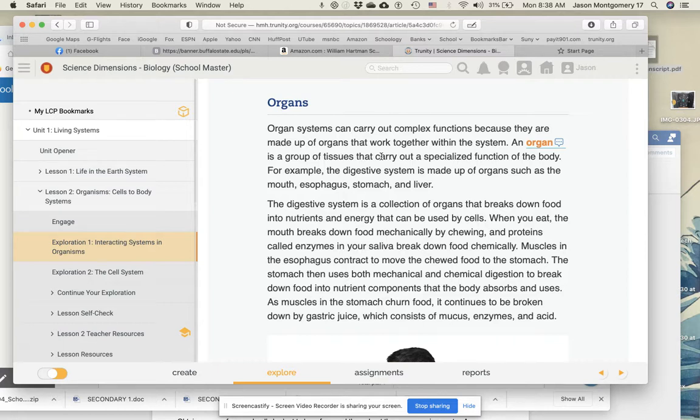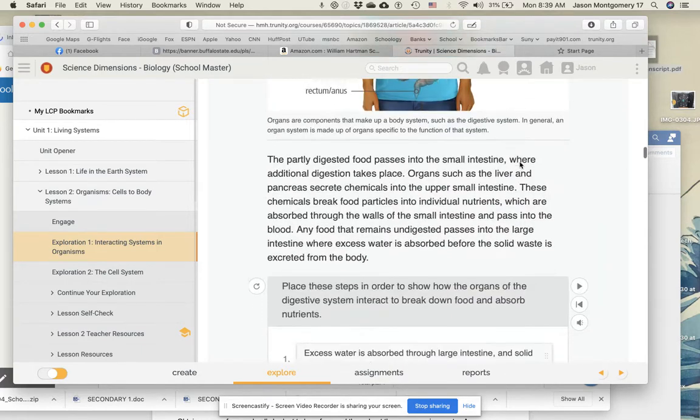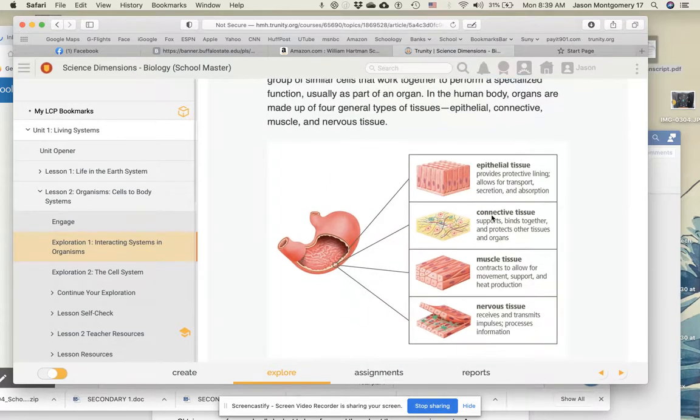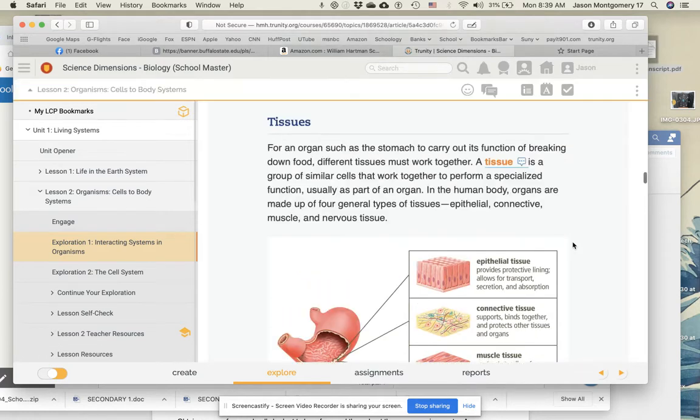So the technical definition of an organ is a group of tissue that carry out specialized function in the body. Okay, now there are 4 types of tissue that we've learned in the past, right? They are your epithelial tissue, connective tissue, muscle tissue, and nervous tissue. Okay, so in the human body, all organs are made up of these 4 types of tissue. If it's not the 4 types of tissue, then it's not technically an organ.